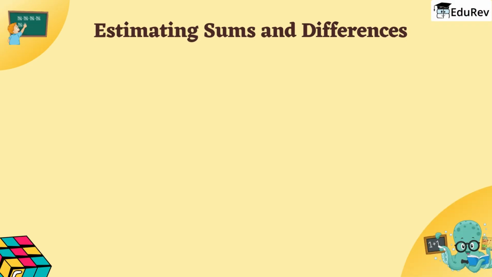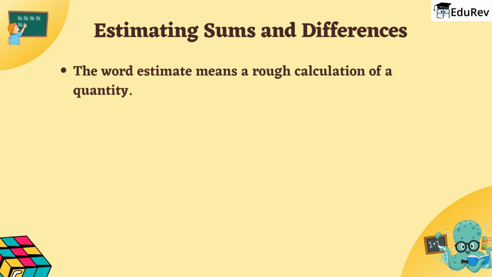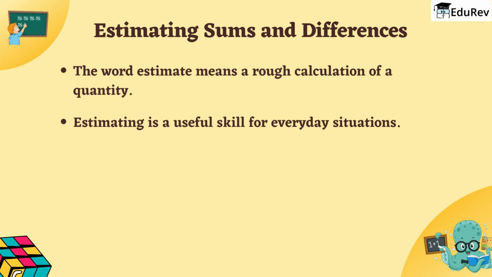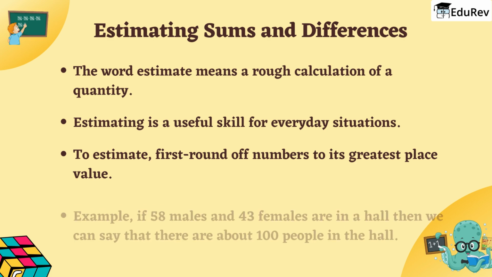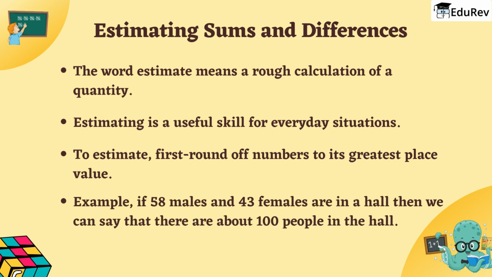Lastly, let's talk about estimating sums and differences. The word estimate means a rough calculation of a quantity. Estimating is a useful skill for everyday situations. To estimate, first round off numbers to their greatest place value. Example, if 58 males and 43 females are in a hall, then we can say that there are about 100 people in the hall.